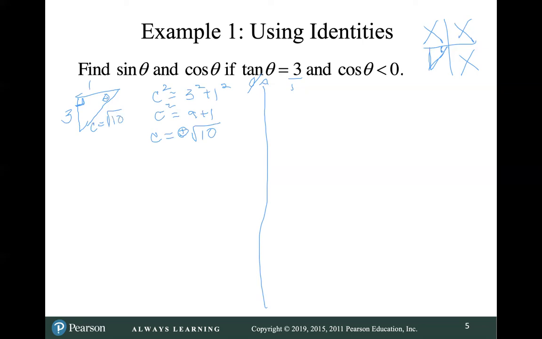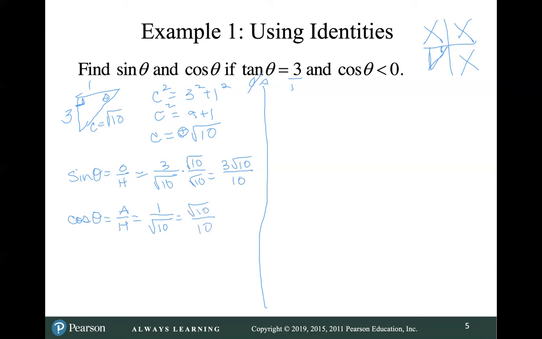Then we can also do this now finding sine and cosine from the triangle. So sine of theta, opposite is 3 over the hypotenuse is the square root of 10. Proper form, we should rationalize. So we get 3 times the square root of 10 divided by 10, which does not simplify. And then to find cosine, adjacent is 1 divided by hypotenuse is the square root of 10, which is the square root of 10 over 10.